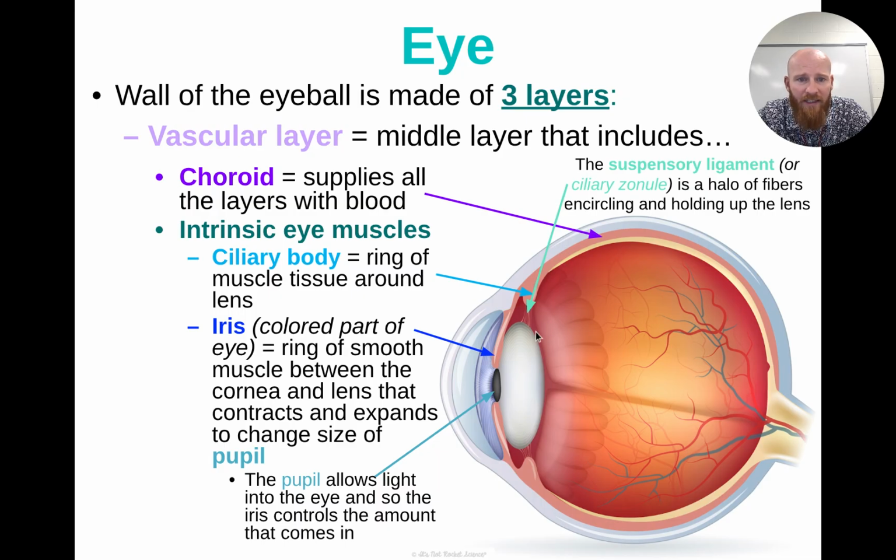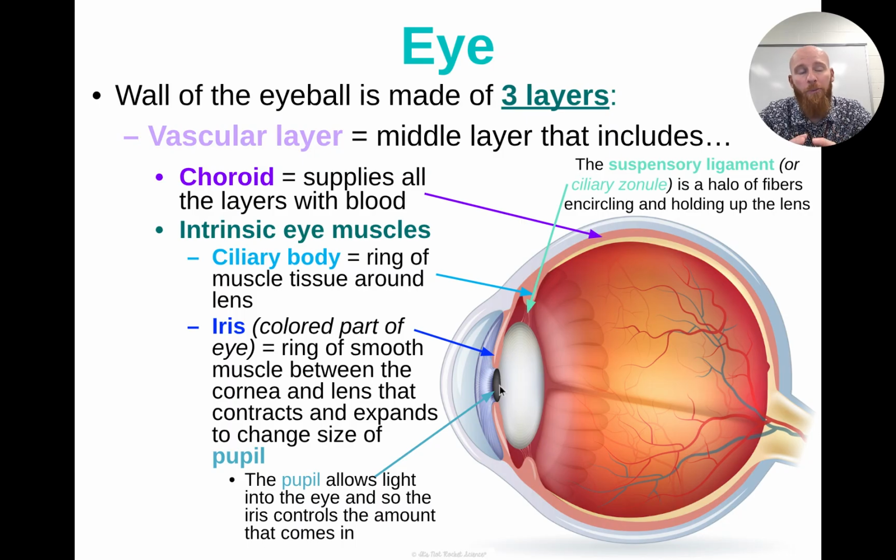So that ciliary body is going to be all of that muscle here that you see surrounding that lens. You have your iris, which is the colorful portion, the colored part of your eye. This is a ring of smooth muscle between the cornea here and the lens here. So it's going to be between those two. And this is going to contract and expand overall to change the size of your pupil.